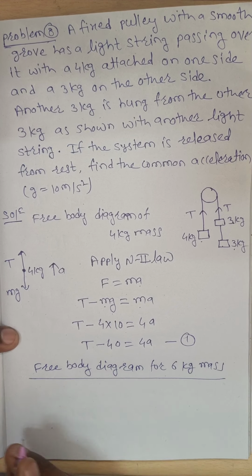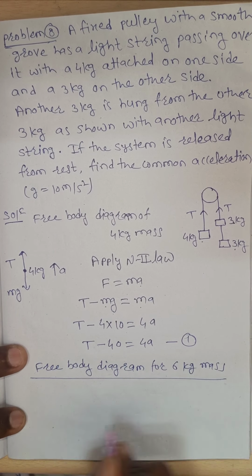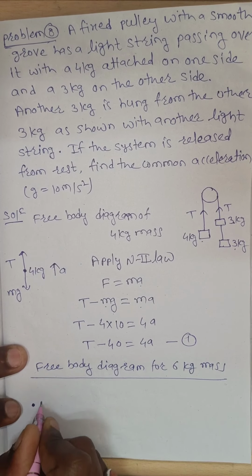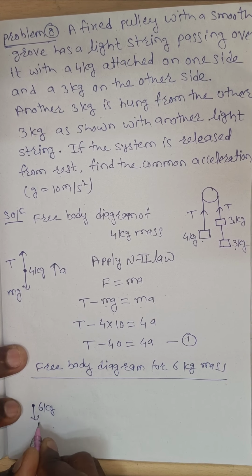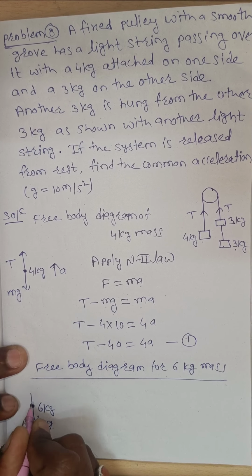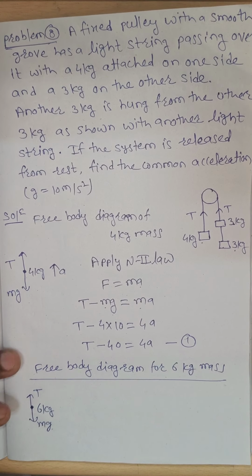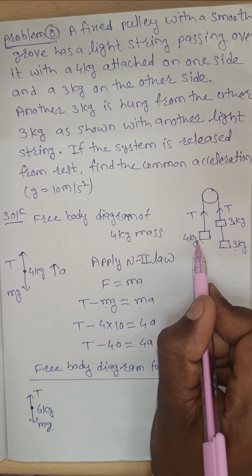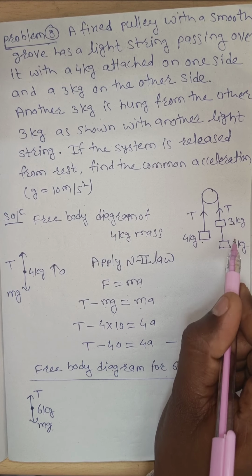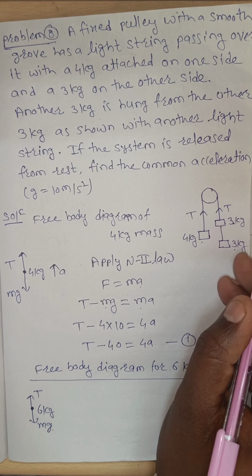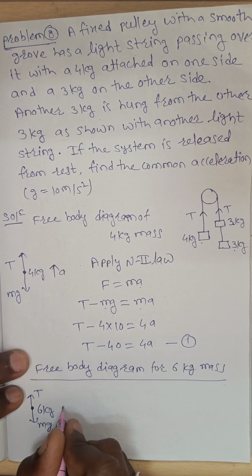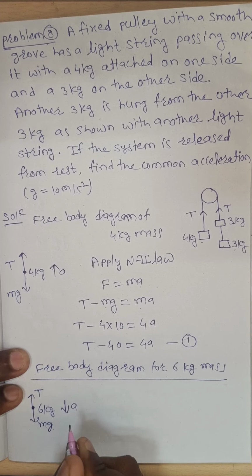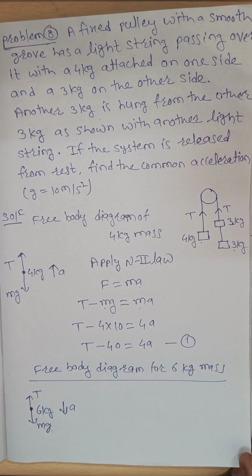Okay, free body diagram for the 6 kg mass. Here this is the 6 kg mass. The gravitational force is in the downward direction and the tension force is in the upward direction. Now here on the left-hand side is the 4 kg mass, and on the right-hand side the 6 kg mass is attached. Therefore this string can move in a downward direction, which means the acceleration is in the downward direction.